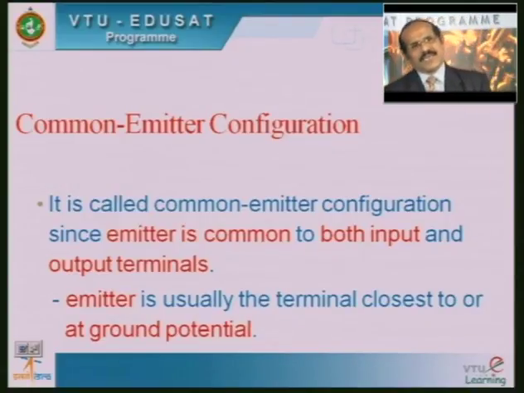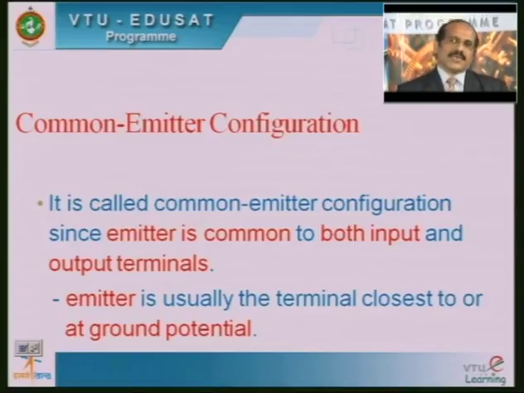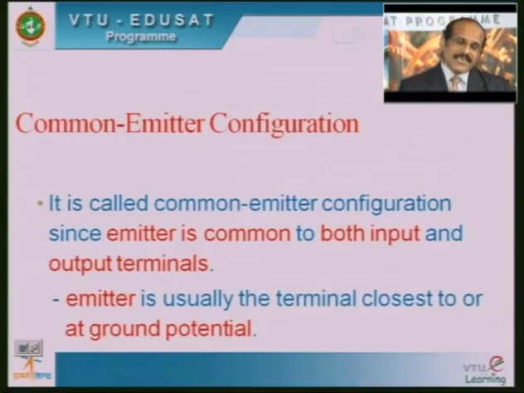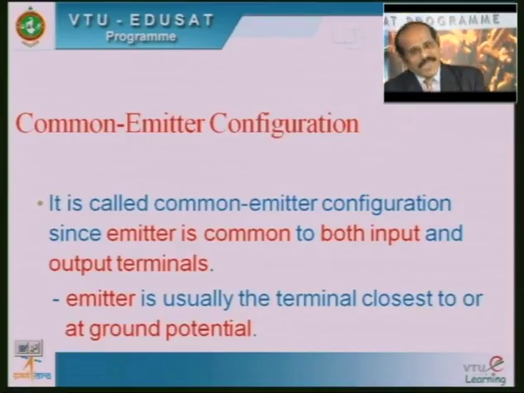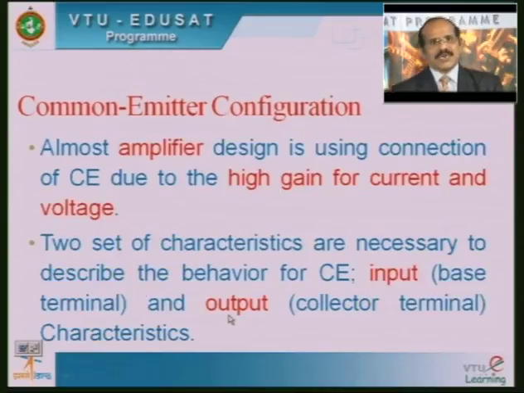As the name indicates, the common emitter configuration is called so because the emitter is common to both input and output terminals. Here please note that the base acts as the input terminal, whereas the collector acts as the output terminal. Since the emitter is common with reference to both the base and collector terminals, it is called the common emitter configuration. Also, the emitter is usually at or close to the ground potential.